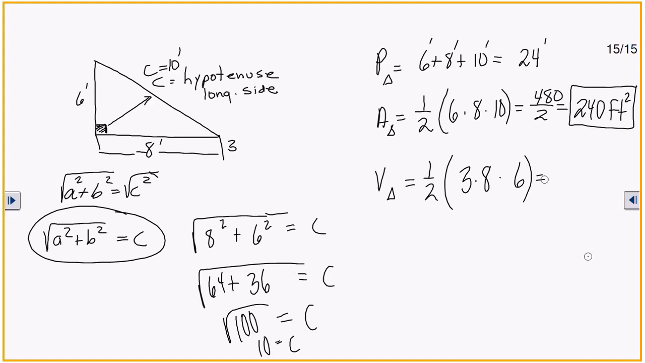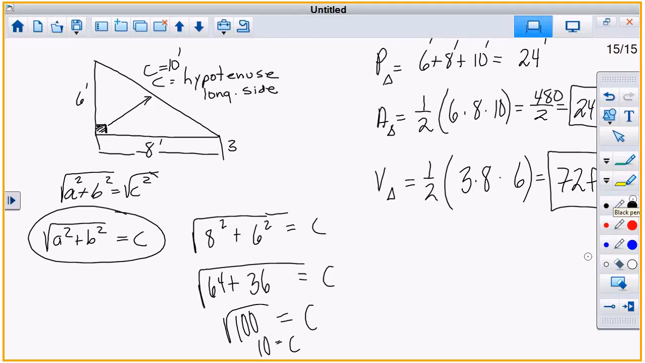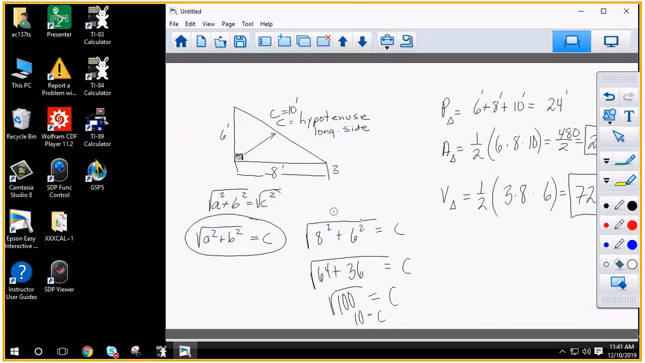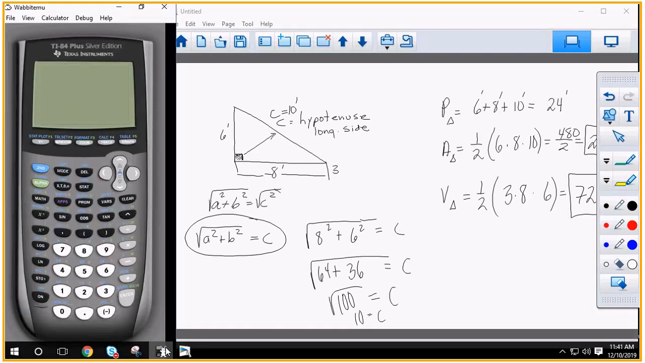So 6 times 8 is 48. 48 times 3 is 144, I think. And then half of 144 is 72. 72 cubic feet. Of course, you need to check my math. Let's see, 3 times 8 is 24. 24 times 6. Let's pull out our handy dandy calculator and let's check that one. I think I've got it halfway decent, but I want to make sure. Pull up our handy dandy calculator and let me turn it on.